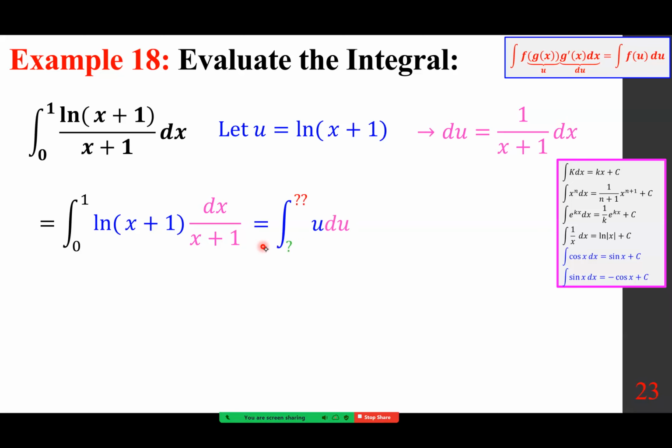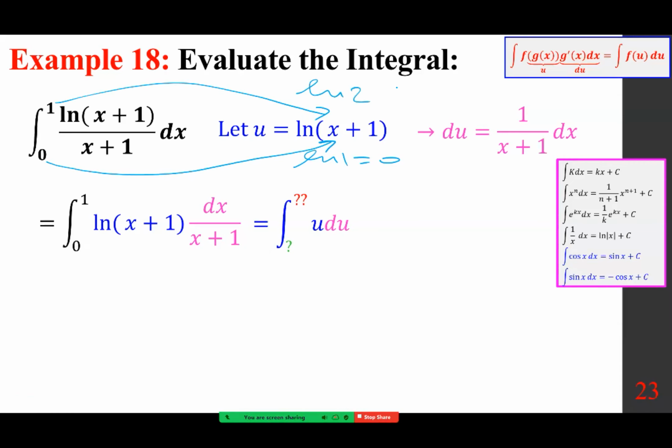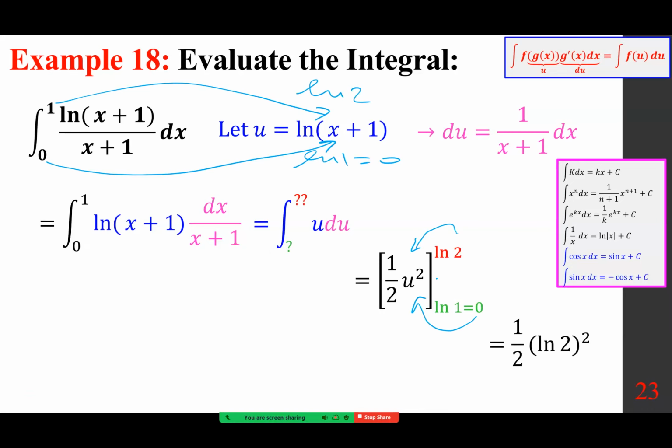Now, what are the new limits? If I plug in 0, I get ln 1, which is 0. If I plug in 1, I get ln 2. So those are the new limits. It's important to have the new limits. So you plug in ln 2. When you plug in 0, it doesn't change anything, minus that. So you plug in ln 2, and you keep it at half of ln 2 to the second power, which is an exact answer, everybody.